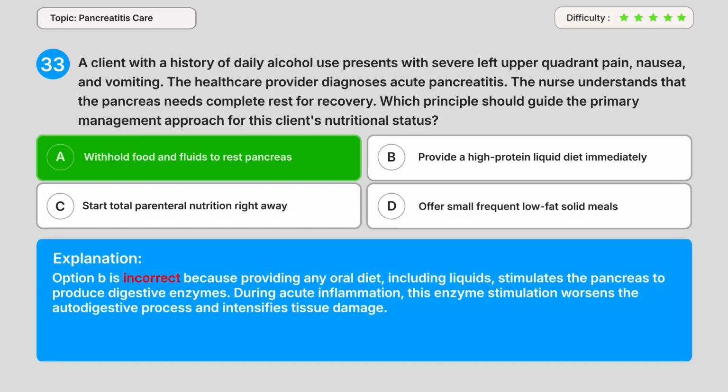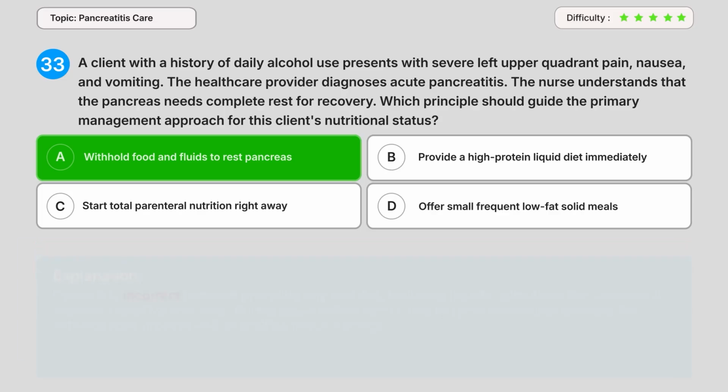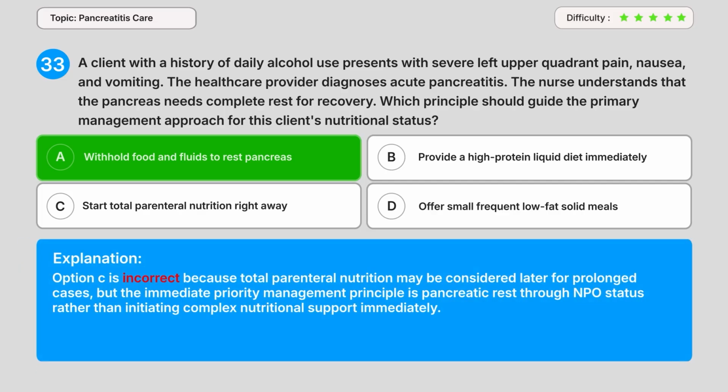Option B is incorrect because providing any oral diet, including liquids, stimulates the pancreas to produce digestive enzymes. During acute inflammation, this enzyme stimulation worsens the autodigestive process and intensifies tissue damage. Option C is incorrect because total parenteral nutrition may be considered later for prolonged cases, but the immediate priority management principle is pancreatic rest through NPO status rather than initiating complex nutritional support immediately.